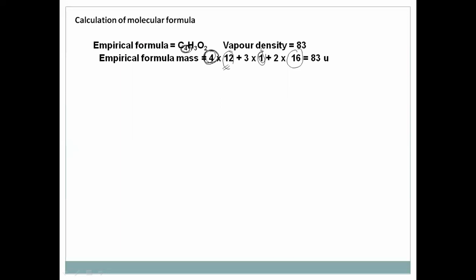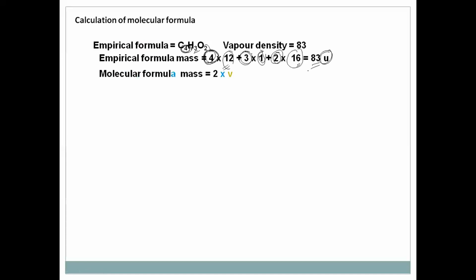Hydrogen, atomic mass is 1. How many hydrogen are there? 3. So we multiply it with the 3. The oxygen atomic mass is 16. How many oxygen atoms are there? 2. So multiply it with 2. So the net value comes to be 83. This is the empirical formula mass, that is why we place the unit U.